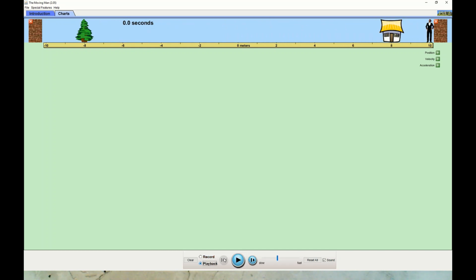Okay, so let's play that back. He starts off at a position of +10. He's going backwards the entire time, and he's speeding up. He's going faster, faster, faster, until he reaches a position of -10. So I want you to pause the video and try to draw that, just like we did with the last one.